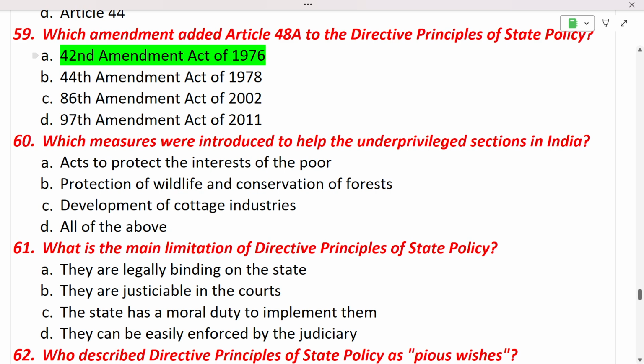Next, question number 60. Which measures were introduced to help the unprivileged sections in India? Option A, acts to protect the interests of the poor. Option B, protection of wildlife and conservation of forests. Option C, development of cottage industries. Option D, all of the above. So the answer is D.